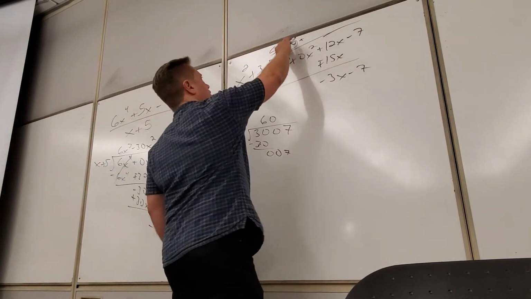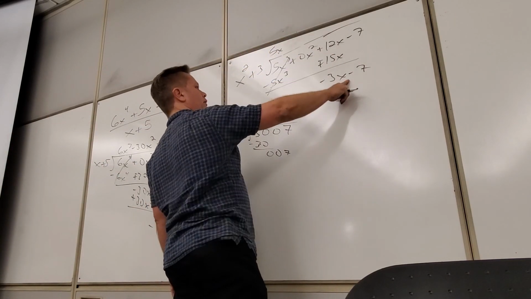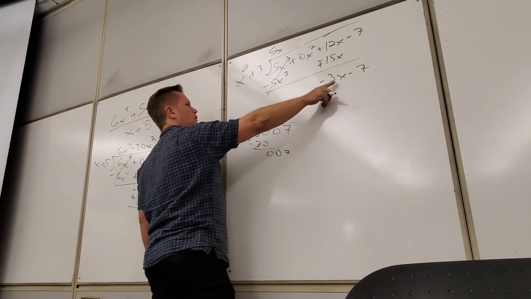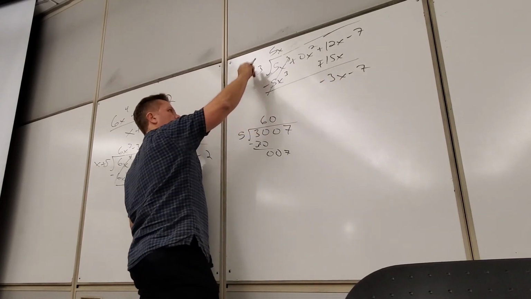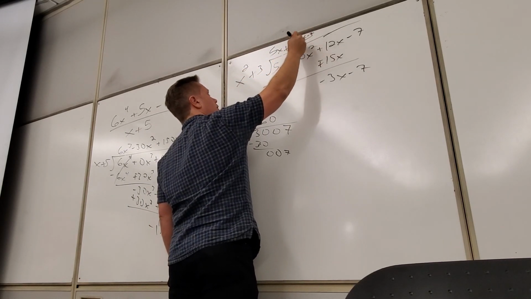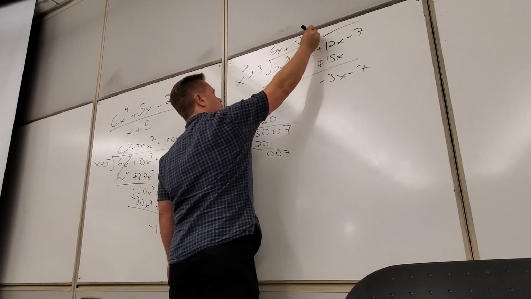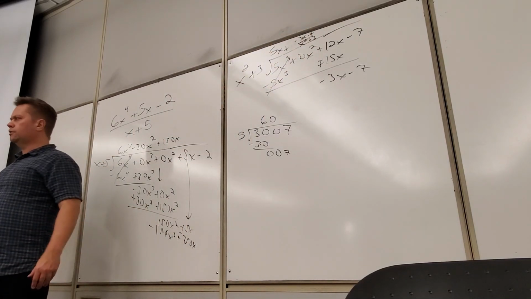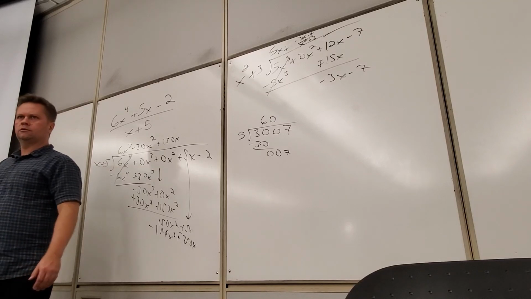Is that the answer? Oh, sorry. So then what's the answer? So how do I deal with this guy? How do I know I'm done dividing? This degree is less than that one. So now I could just put plus negative 3x minus 7 over x squared plus 3. Just like that. Just like we do with numbers, right? Do you have to put the plus, or can you just put minus?